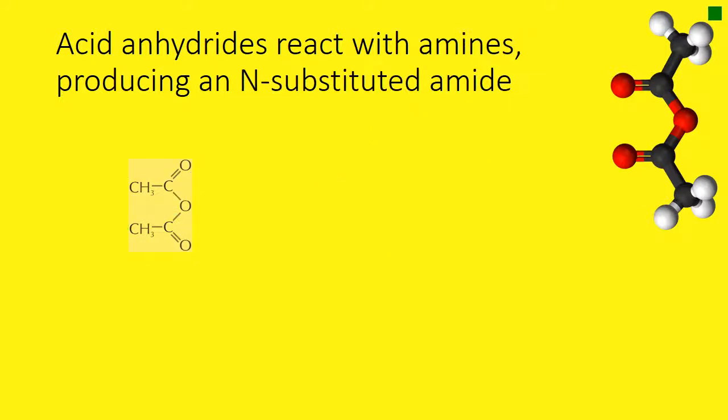So acid anhydrides react with amines. Now it's a very similar reaction to the reaction that we had with ammonia, but this time it's an amine where one of the hydrogens has been replaced by a methyl group, and in this case we then produce an N-substituted amide instead of a normal amide. Okay, so let's start again with our ethanoic anhydride. And this time we're going to react it with our amine.